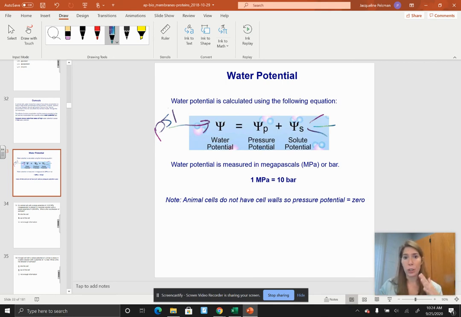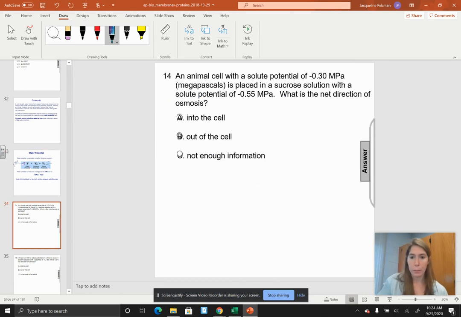Again, we're trying to figure out where water is going to go. Is it going to go towards solutes? Yes, because it wants to maintain some kind of equilibrium. Is it going to move away from pressure? Yes, because it's going to try to maintain some kind of equilibrium. So we are chasing equilibrium here.